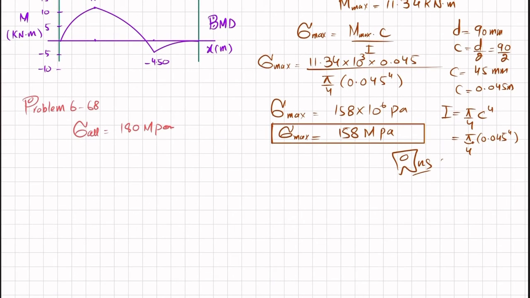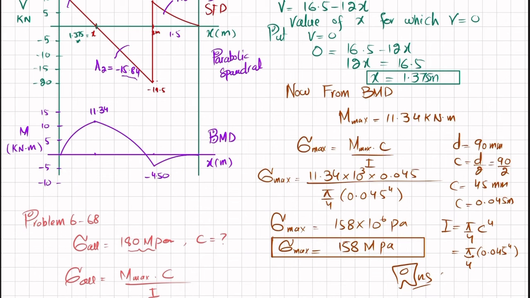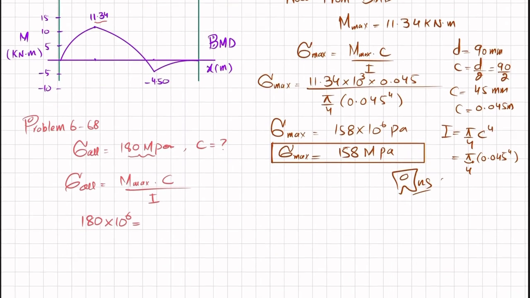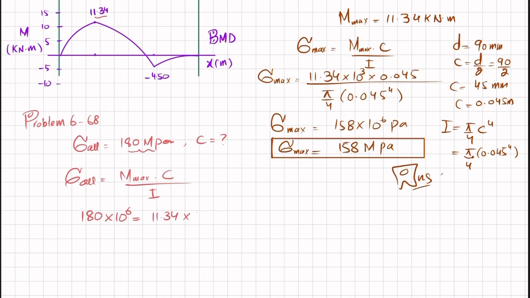Now we know that maximum or allowable bending stress is equal to maximum bending moment into C divided by I. So we have to find the diameter for this allowable bending stress. C is not known. We have to find this. So allowable bending stress is 180 megapascal, so 180 into 10 raised to power 6. Maximum bending moment, from this diagram you can see 11.34 kilonewton meter, so 11.34 into 10 raised to power 3. C is equal to diameter divided by 2, and I is equal to pi by 4 C power 4, and C is D by 2 power 4.